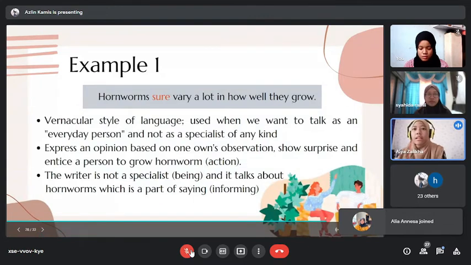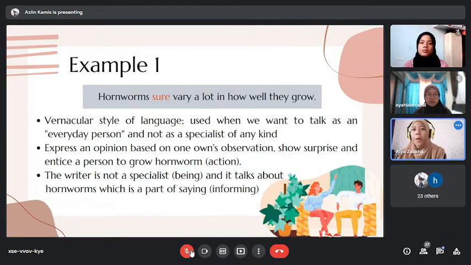So for the example, let's read together. Hornworms sure vary a lot in how well they grow. This sentence is in a vernacular style of language. It is used when we want to talk as an everyday person and not as a specialist of any kind, such as when we talk about hornworms with our friends, with our family.